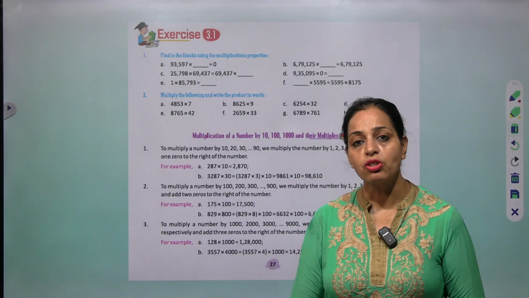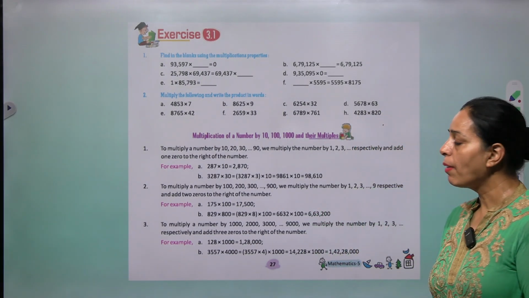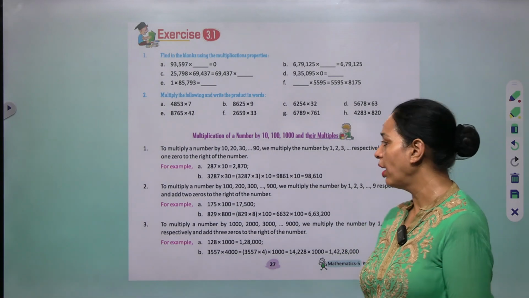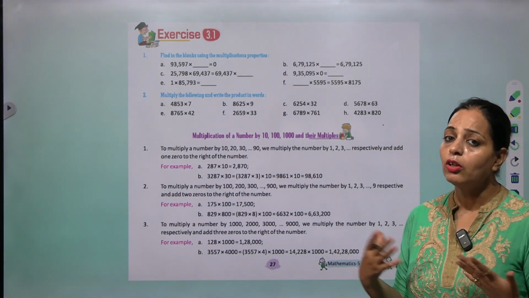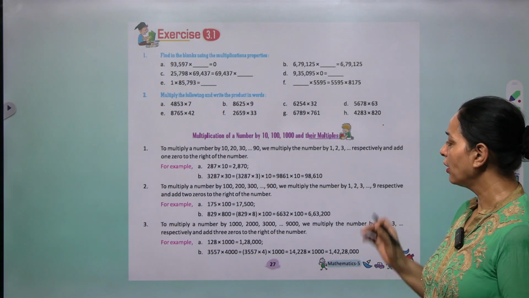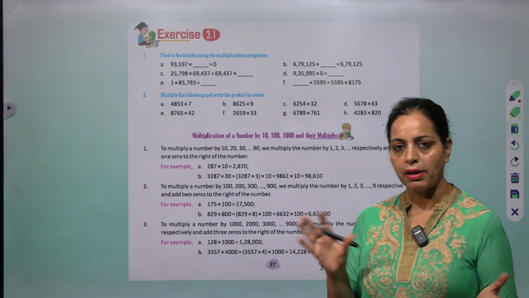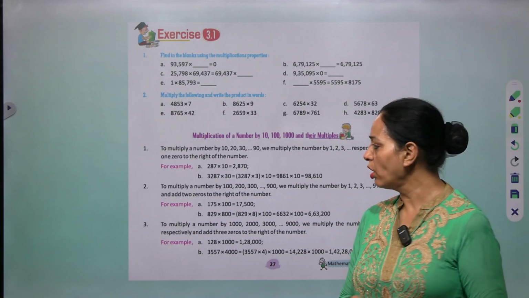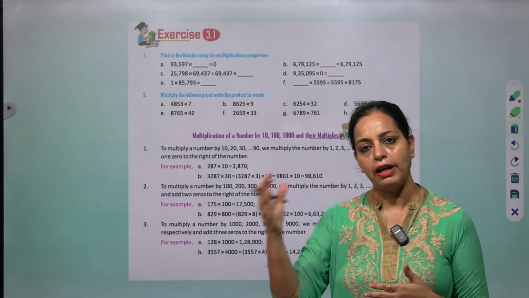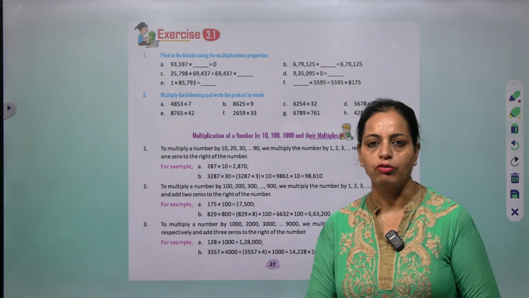Now point 2. To multiply a number by 100, 200, 300 up to 900. अगर हमें इन नंबर से मल्टीप्लाई करना है, so what to do? We multiply the number by 1 to 9. Simple number से multiply करेंगे and then add 2 zeros to the right of the number. और end में 2 zeros we have to put.